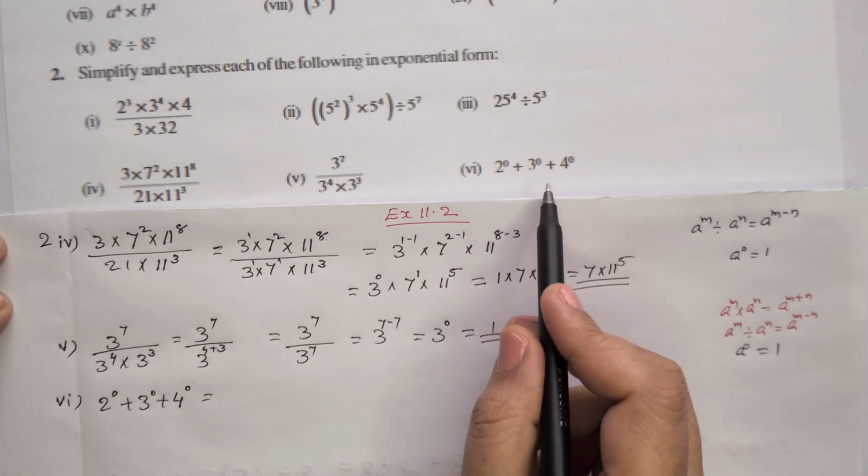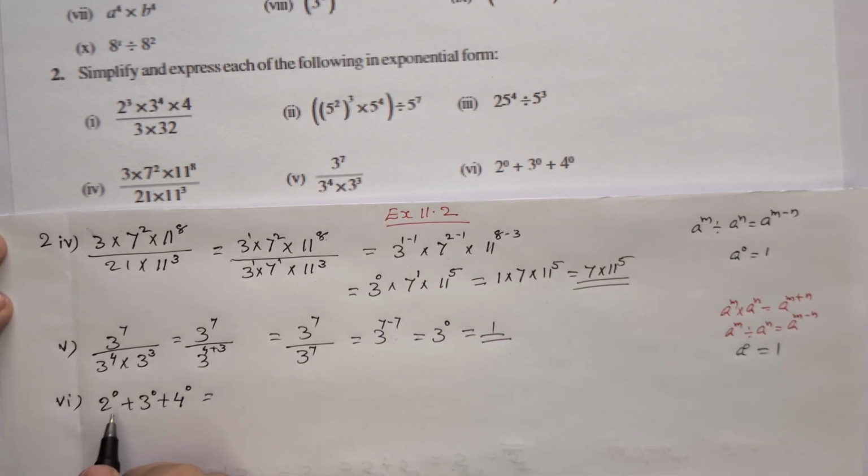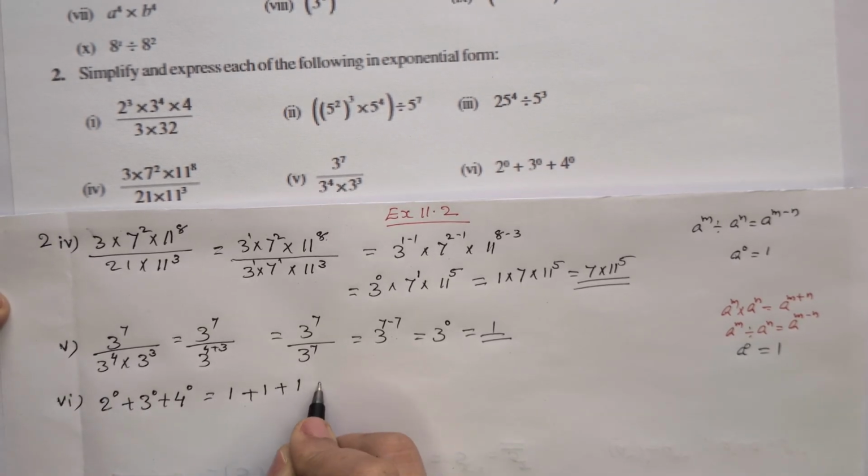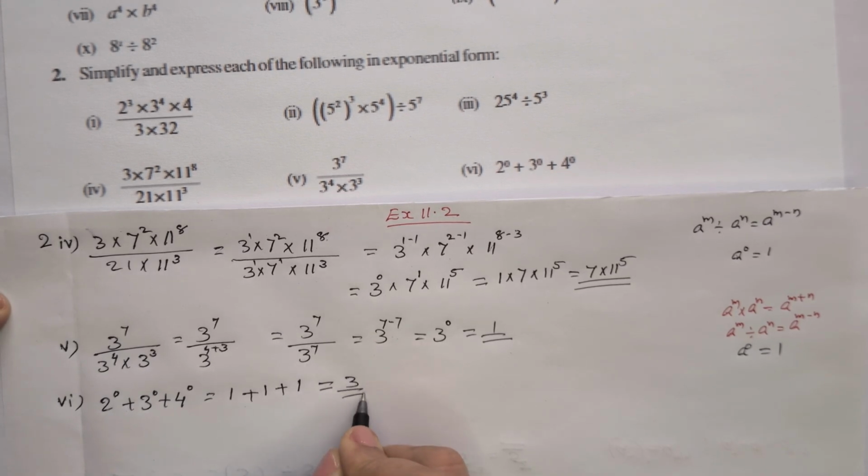Next one, 2 raised to 0 plus 3 raised to 0 plus 4 raised to 0. We know that a raised to 0 is equal to 1. So 2 raised to 0 is 1, plus 3 raised to 0, 1, plus 4 raised to 0, 1. So 1 plus 1 plus 1 is equal to 3.